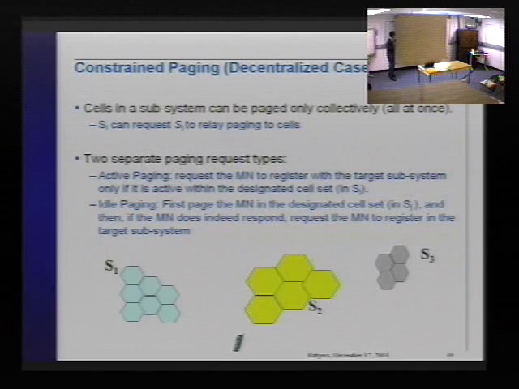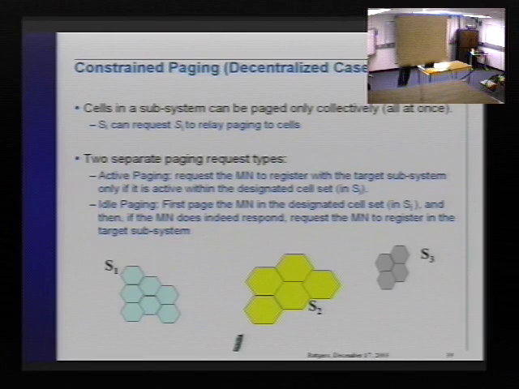If you add that constraint on the system, then we came up with two different notions: active paging versus idle paging. In active paging, one subsystem asks another subsystem, can you please ask the mobile to register with me, with my subsystem, but do it only if the mobile is already registered and active with you. So don't page the mobile. And if the answer comes back no, it says I'm idle, the mobile is not registered. That's fine. And there's a separate message that says, please page the mobile first and ask it to register with me.